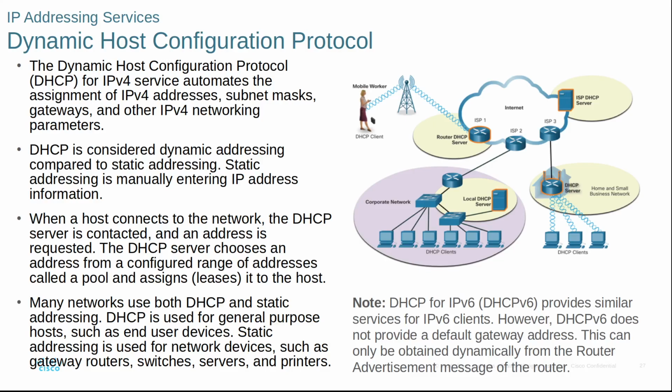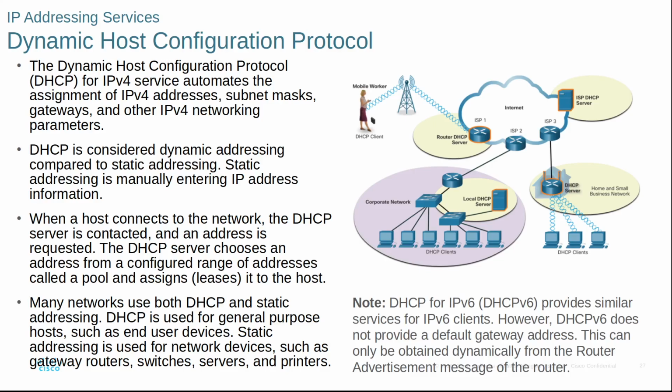So DHCP, Dynamic Host Configuration Protocol, we talked about in the previous lecture, right? It's for automating the assignment of IPv4 addresses, subnet masks, gateways, and other network parameters like domain names throughout your organization. For IPv6, use DHCP version 6 instead. DHCP is referred to as dynamic addressing, where your devices get their address, well, dynamically. I was trying to not describe it using the word dynamically, but it's just not working.